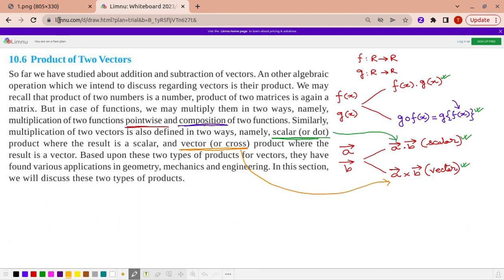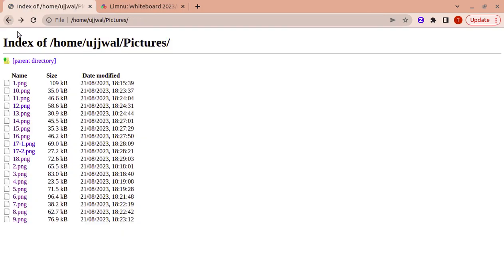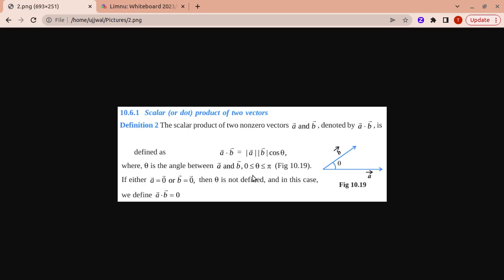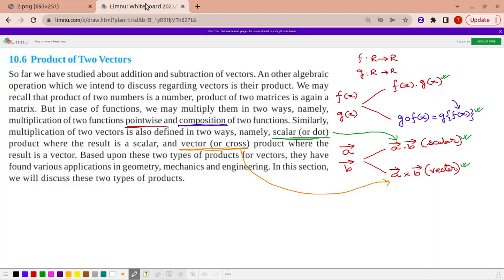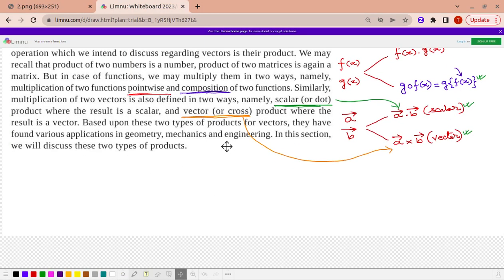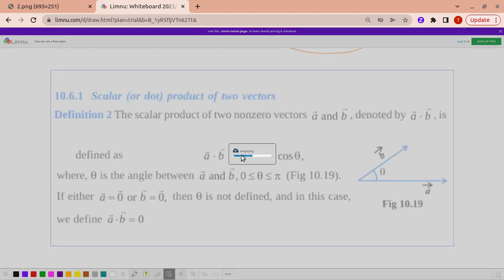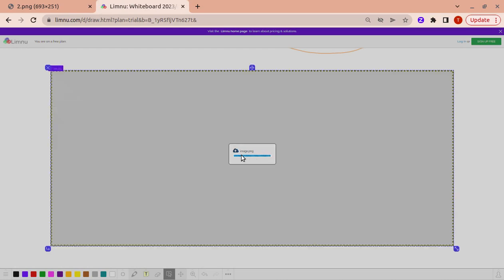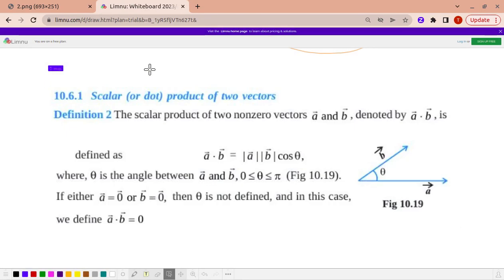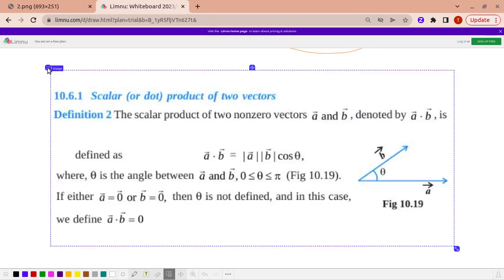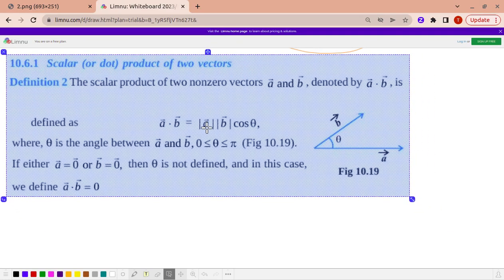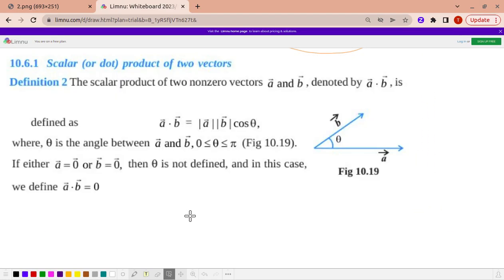So, dear students, first I am going to start with the scalar product, that is, the dot product. Let me bring the relevant note here, and after that I am going to explain it. How are we going to define the scalar or dot product? Let me first bring the note into a proper position, and then let me explain.